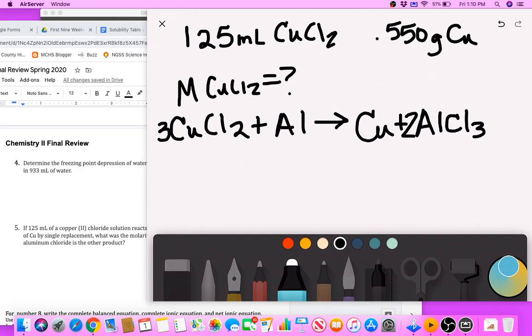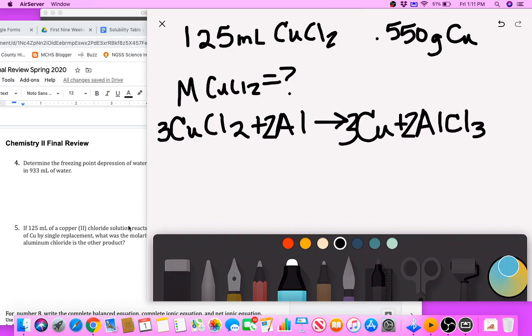So now we're going to have to work on our aluminums. It looks like we're going to need 2 aluminums on both sides. So put a 2 in front of the Al, and we're going to need 3 coppers on both sides. Put a 3 in front of the Cu. So that gives us 3 coppers, 6 chlorines, and 2 aluminums on each side of the equation. All right, so now that we have a balanced equation, now we can actually figure out our problem.